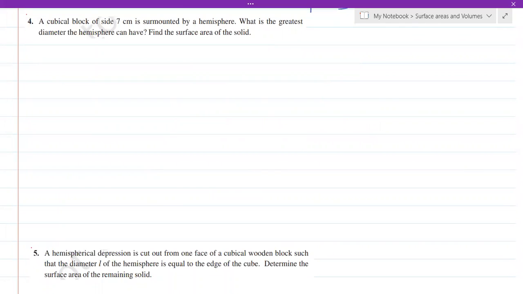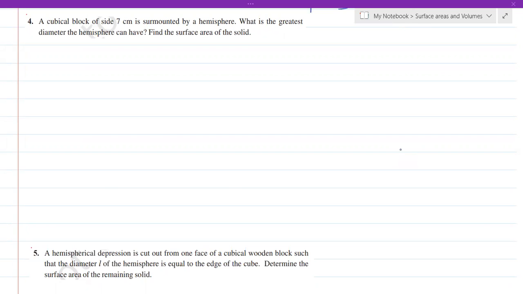A cubical block of side 7 centimeter is surmounted by a hemisphere. What is the greatest diameter the hemisphere can have? Find the surface area of the solid. Here, let's try to draw the figure. What we have got is a cubical block, that is a cube. On top of this, we have placed a hemisphere.